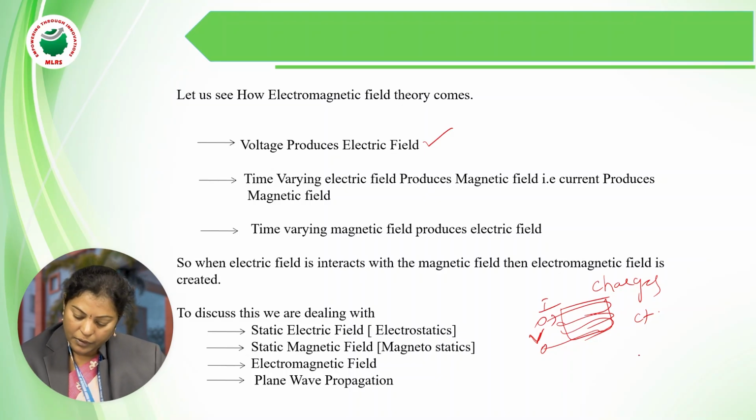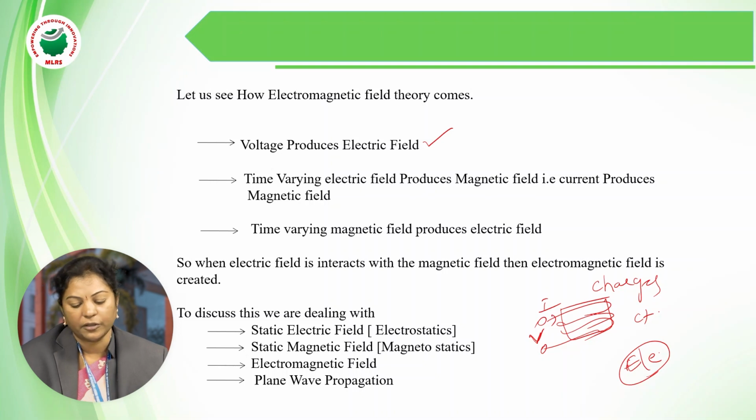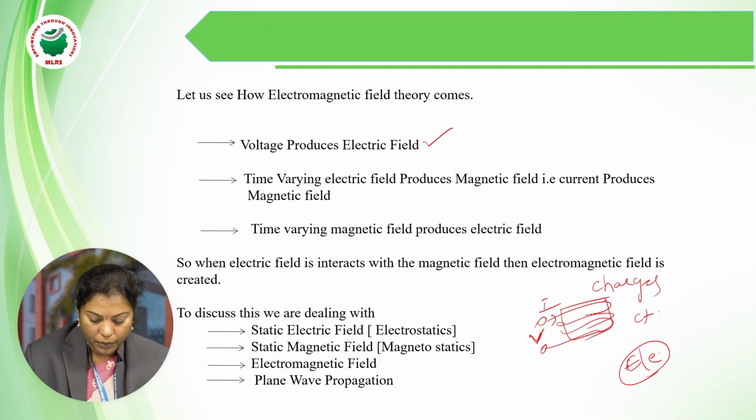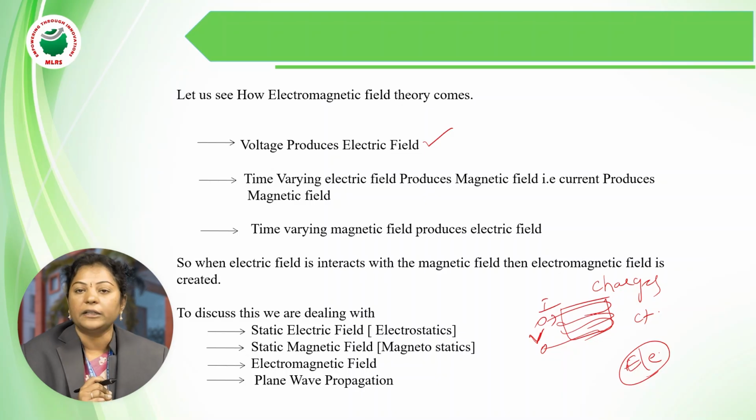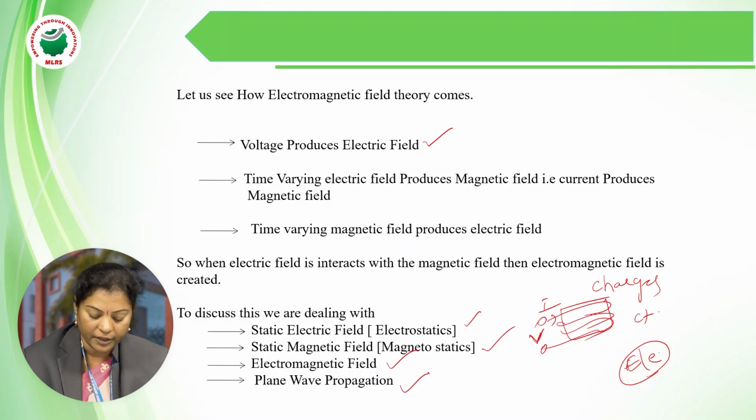Let us take for example electrical machines. This electrical machine works on the principle of the electromagnetic field only. So all these originate from electromagnetic field theory. When an electric field interacts with a magnetic field, then an electromagnetic field is created. To discuss this, we are dealing with static electric field and static magnetic field, electromagnetic field, and next plane wave propagation.